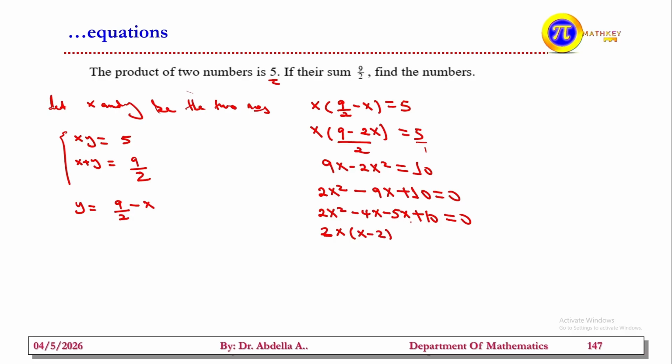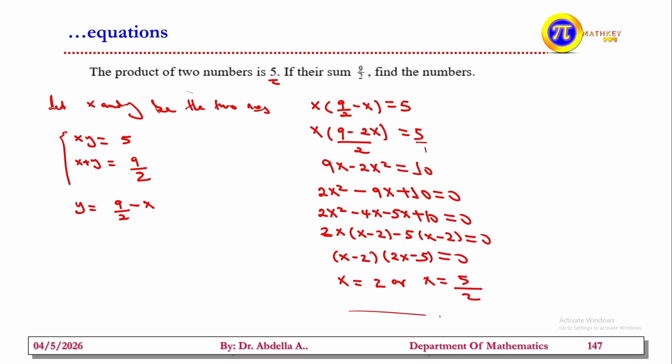When you come to here, negative 5 is common. Negative 5 into x minus 2 is equals to 0. Another common factor is x minus 2. You have x minus 2 times 2x minus 5 is equals to 0. Then what is the value of x? x is equals to 2 or x is equals to 5 over 2.